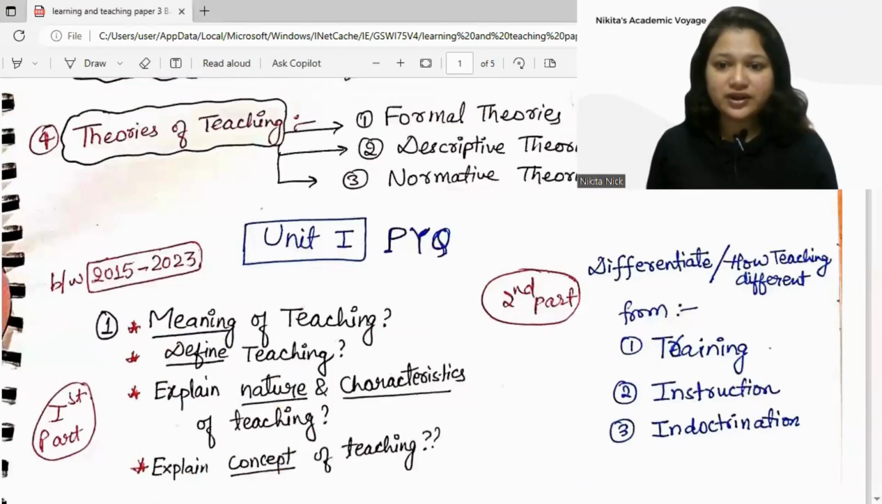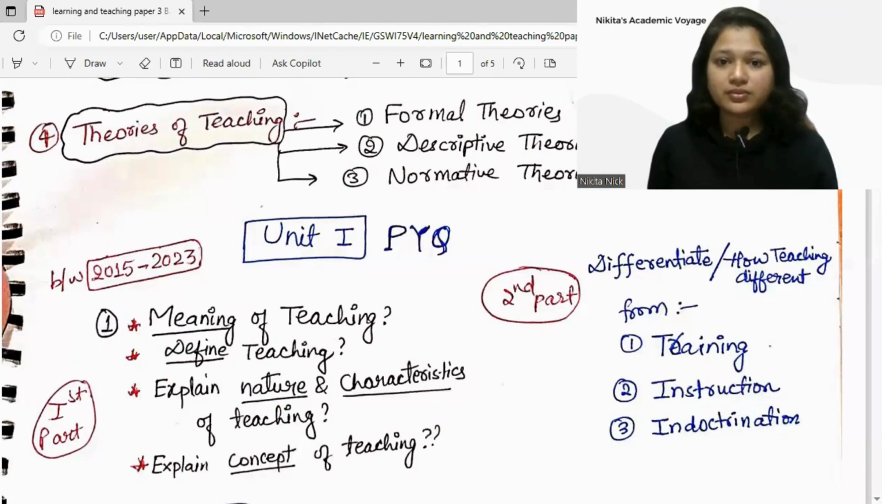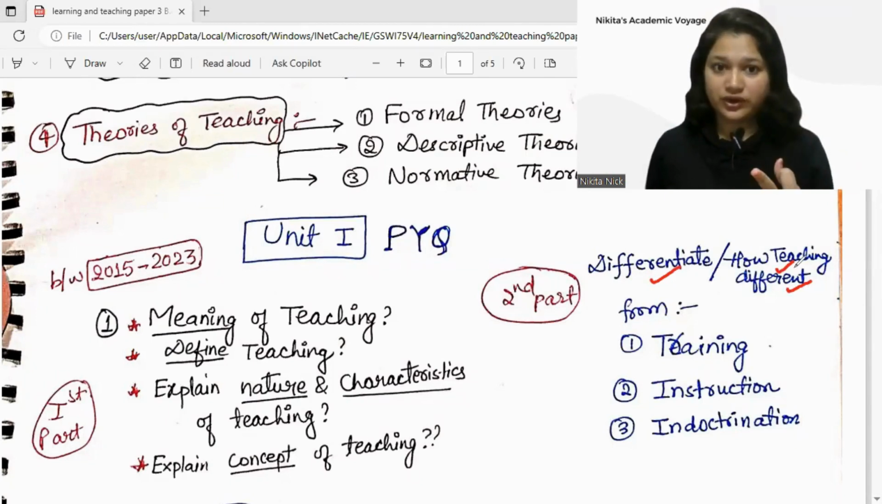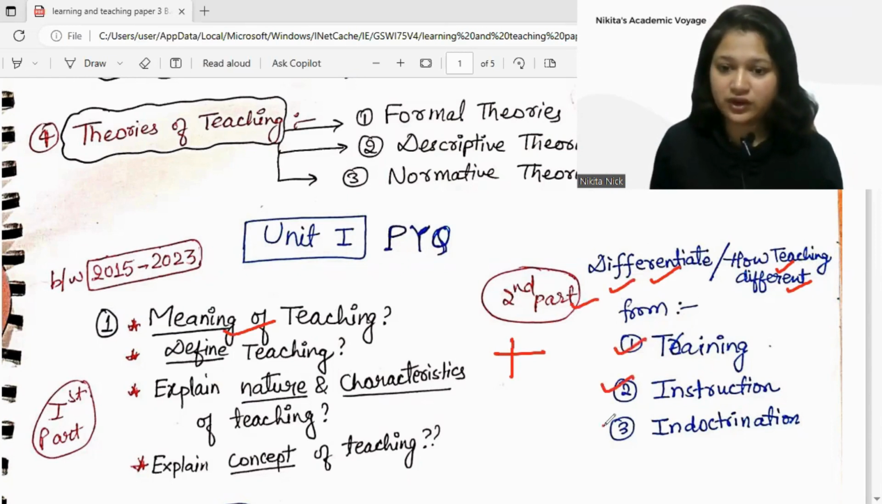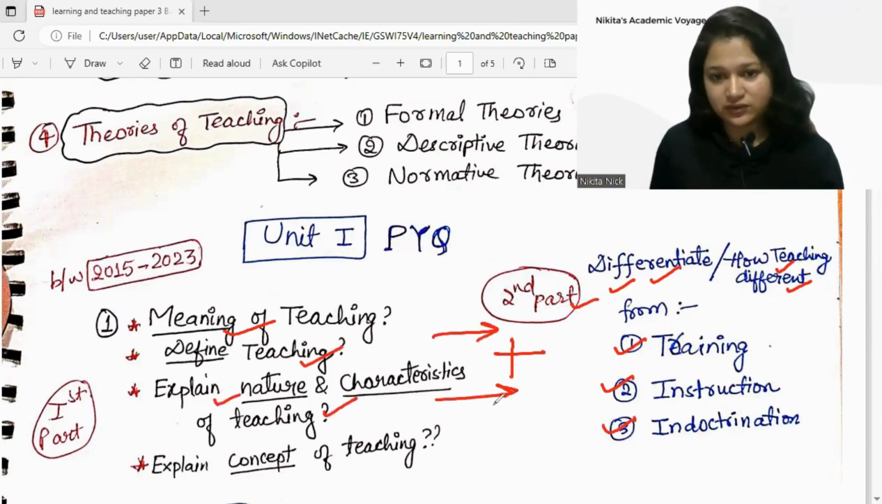Another question is related to differentiate, or how teaching is different. You'll get one question that differentiates how teaching is different from training, instruction, indoctrination. See, this is going to be together. First of all, they will ask you meaning of teaching and then differentiate how teaching is different from training, instruction, and indoctrination. They'll ask you define teaching and then this question. Explain nature and characteristics of teaching, then this question.